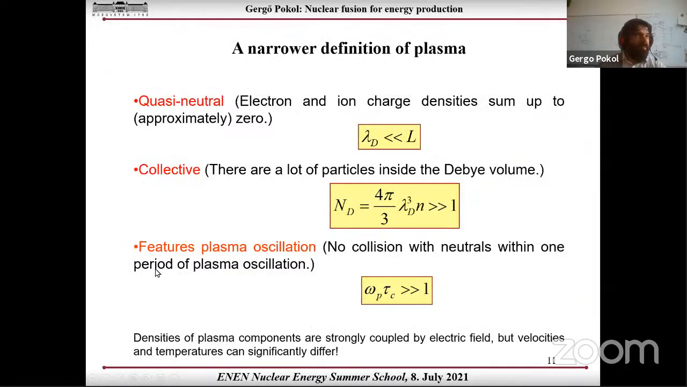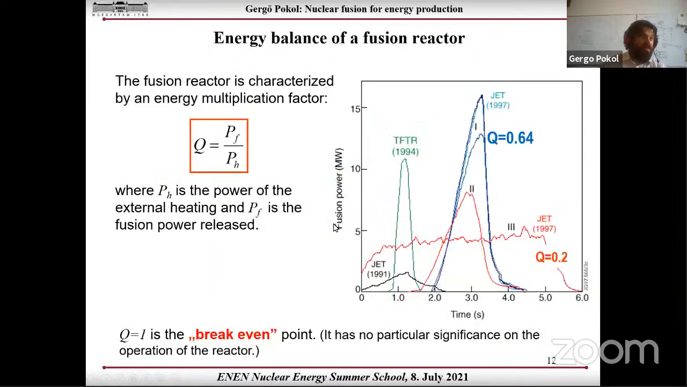And the usual definition of the plasma is that it's quasi-neutral, so the Debye length is small if we compare it to the size of the machine. It's collective, so many particles interact at the same time. And by many, I mean really many, 10 to the 8ths and stuff like that. And it also has a fourth criterion to feature plasma oscillation. It means that the dynamics, the whole movement of the plasma, is determined by the charged particles.